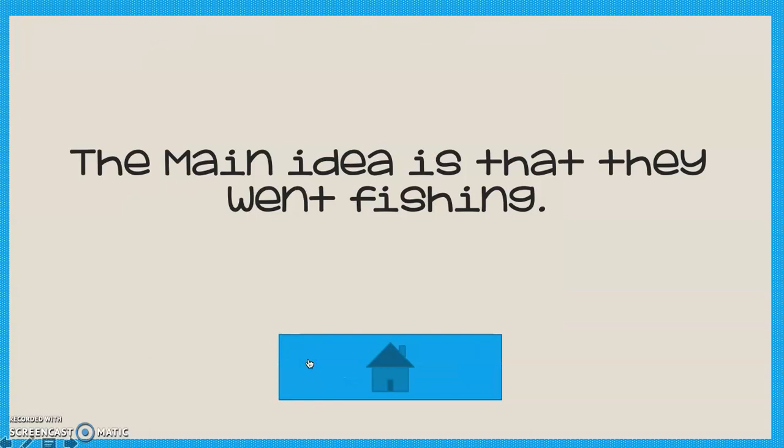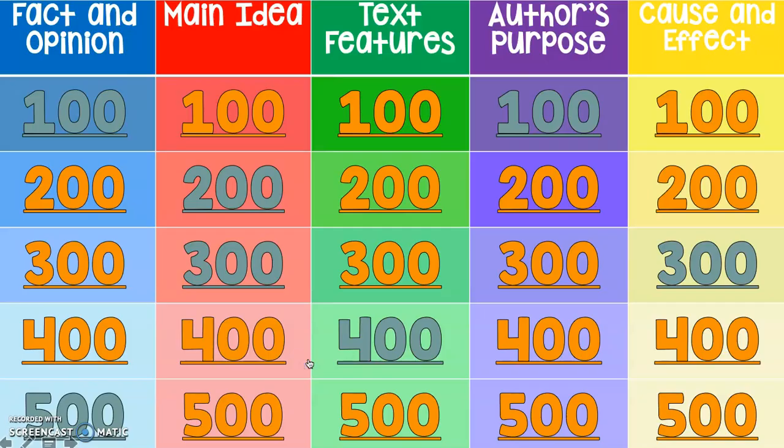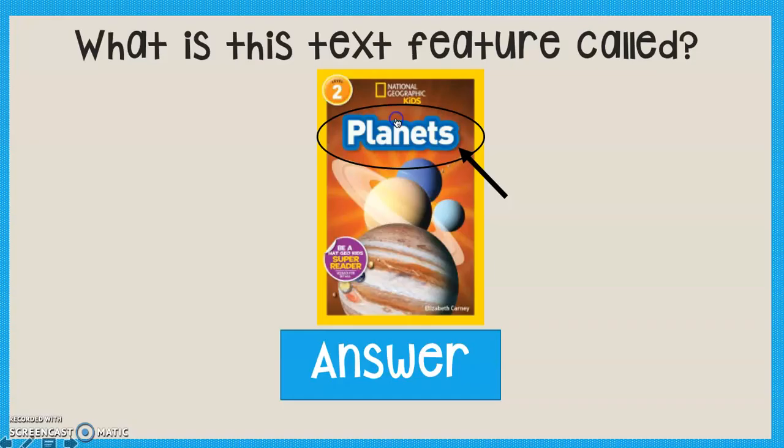The main idea is that they went fishing, or fishing would be our main idea. So if you got that one correct, you can go ahead and add 200 points to your board. I believe it was 200. All right, let's go text features 100. What is this text feature called?